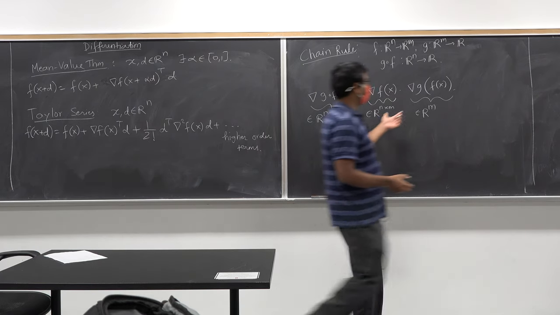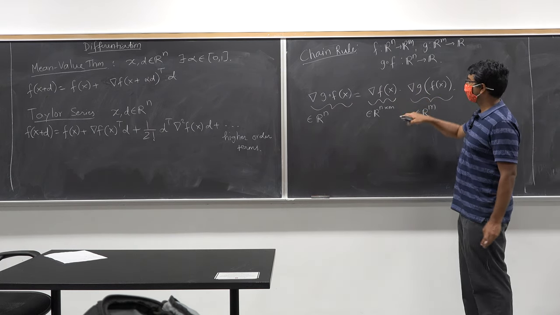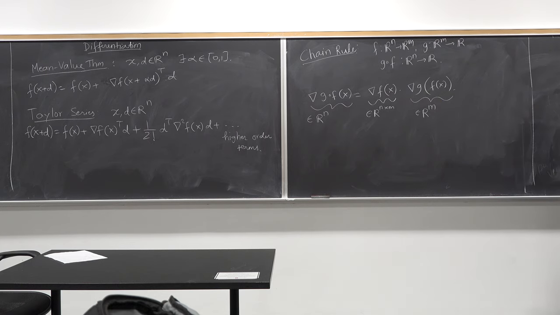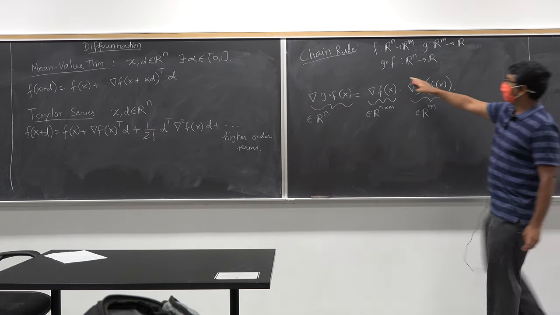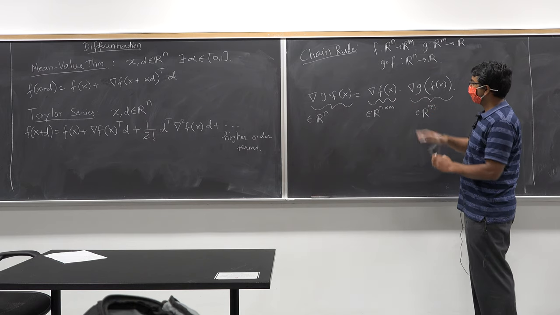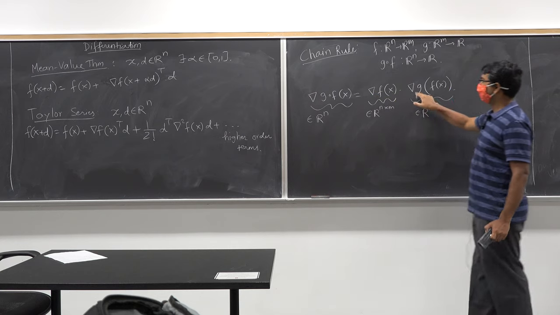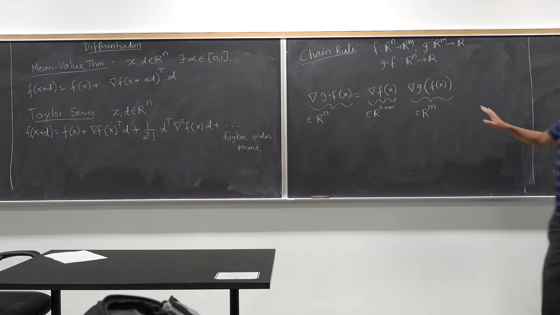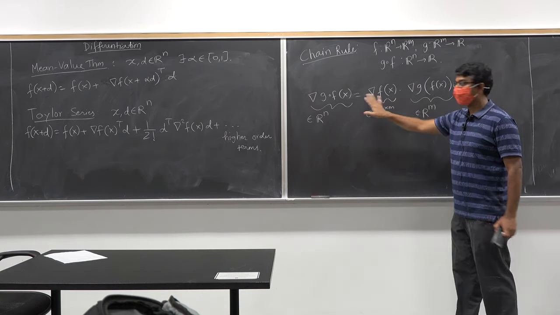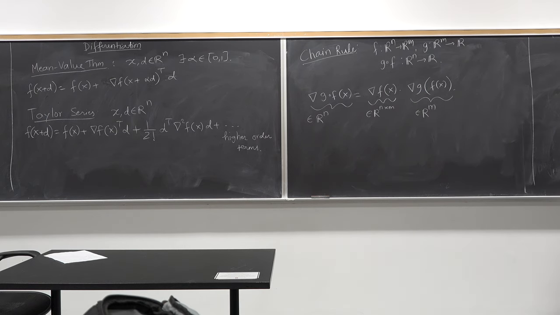So this is how you define the chain rule for differentiating a composition of functions. Of course, you can have any number of functions, G composition F1 composition F2. When you take the derivative, you will have the gradient of F2 multiplied by the gradient of F1 multiplied by the gradient of G. So the order of multiplication will be reversed in comparison to the order of composition of functions. Okay, so that's something to remember.